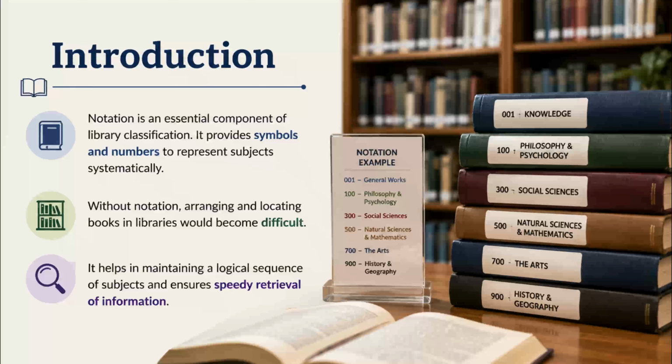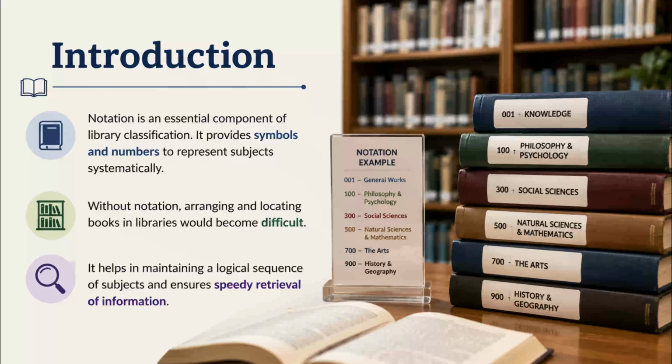In simple words, notation is a system of symbols, letters, or numbers used to represent subjects in a classification scheme. For example, 500 represents science, 510 represents mathematics, and 520 represents astronomy. Instead of writing the full subject name repeatedly, libraries use short symbols or numbers. This makes arrangement and retrieval of books much easier.